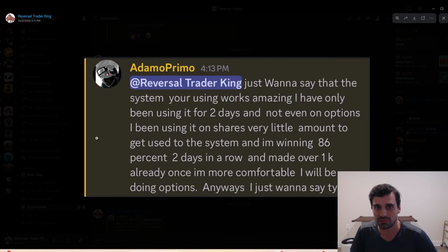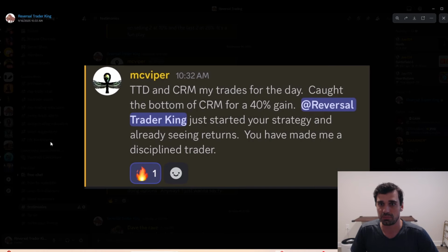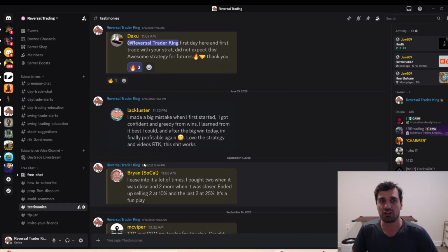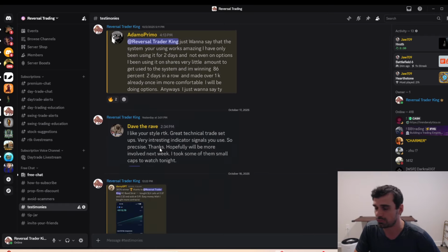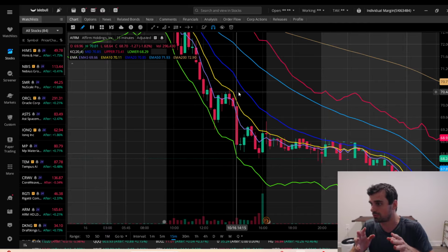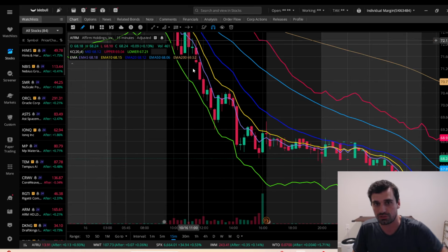I just want to say that your system works amazing. I have only been using it for 2 days, and not even on options. I've been using it on shares, a very little amount, to get used to it, winning 86%. You can see TTR and CR, my trades for the day, caught the bottom. All these trades that we're doing are catching bottoms and tops. You're literally making mad money because remember, we're doing the opposite of what most people are doing. We're doing trend reversals. So this is why you get these monster V shapes up.